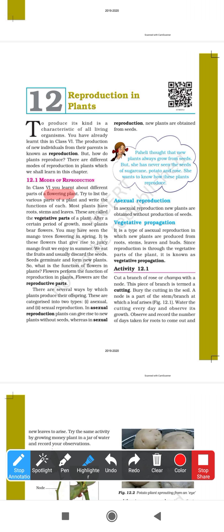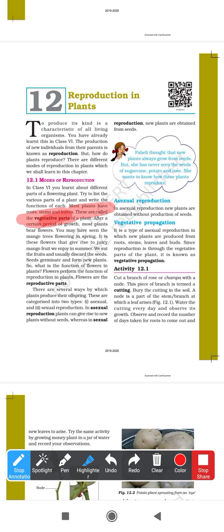Now, most plants have got root, stem and leaf. These are the three parts: root, stem and leaf. You can say root is over here, stem is on the upper part and leaf is over here, right? Now these roots, stems and leaves are called vegetative parts. What do you mean by vegetative parts? Which are the vegetative parts? Root, stem and leaf. After a certain period of growth, most plants bear flowers, right?